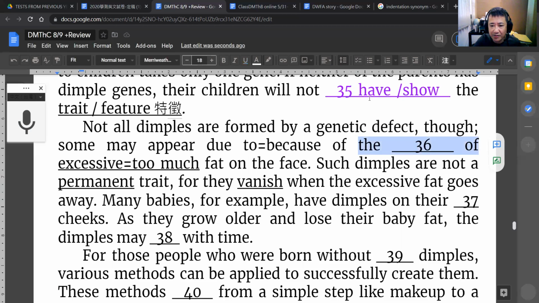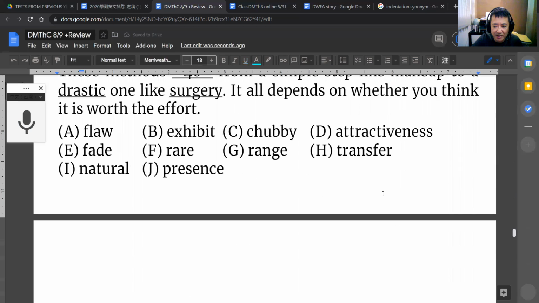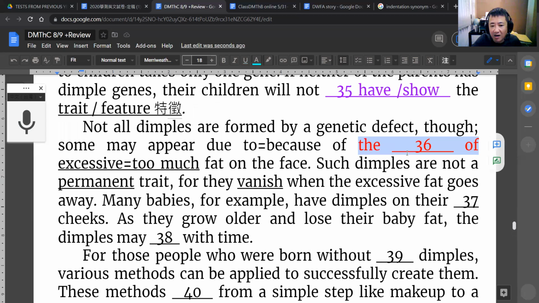All right, and this actually, I'm going to make it into red because I think this is very important. This is actually a pian. You need to learn it. Okay, there is a word. There's a word down here that means 存在, huh? Because of the blank of too much fat on the face. Okay, and we'll talk about that in class.